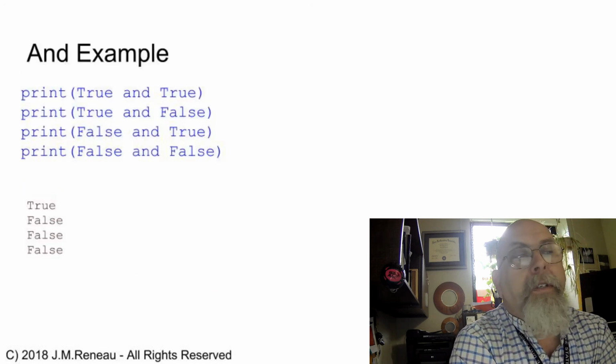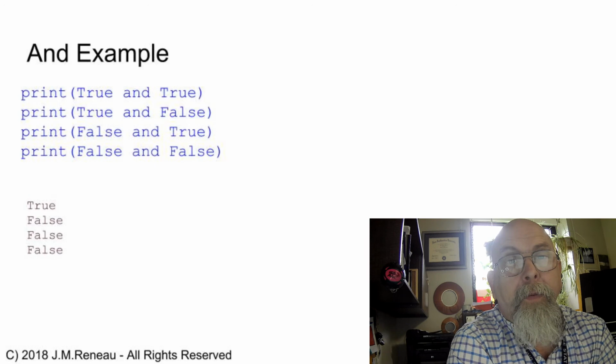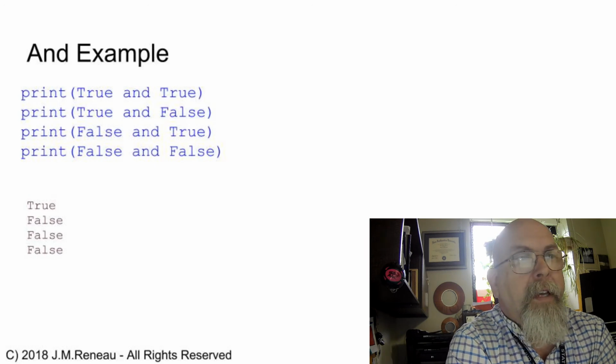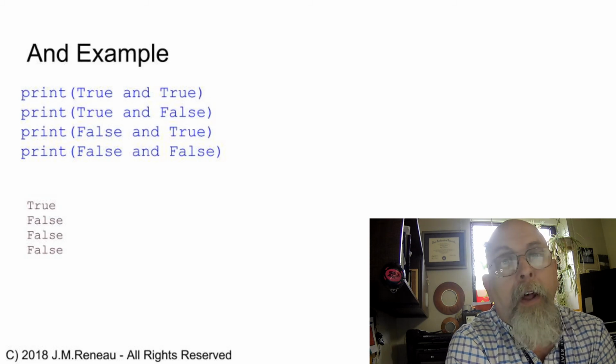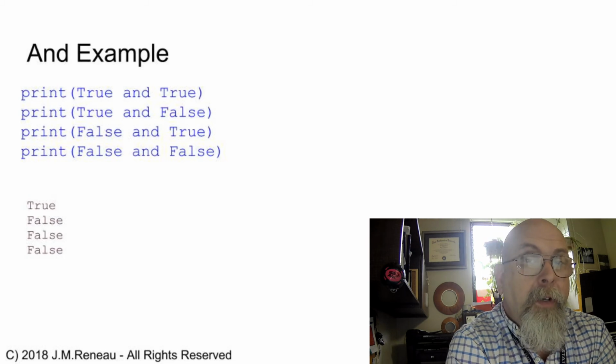Here are a few simple examples dealing with the AND operator. You can see that print true and true prints a true, but print true and false, and false and true, and all the other combinations of false and true print false. So you can see how Python handles the AND operator.